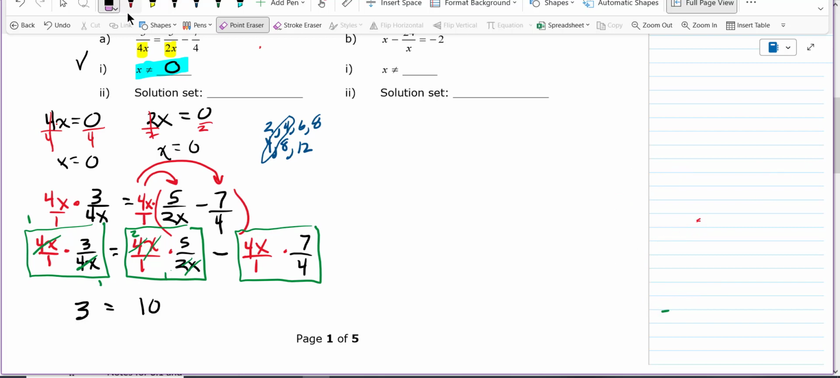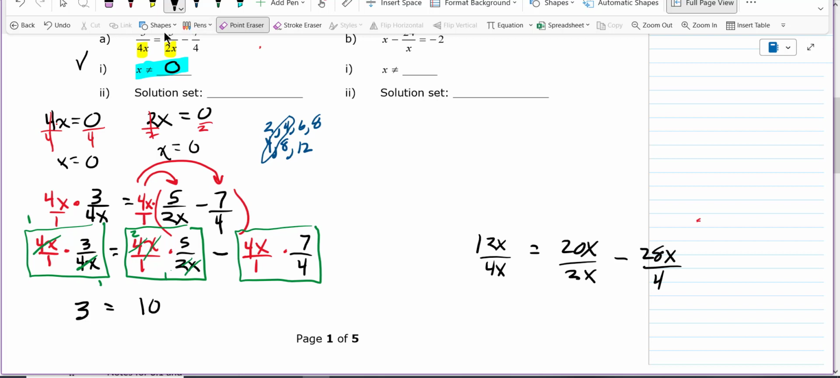You can also take this approach if you want to. You can just multiply straight across. So if you did that, this part here would be 12x over 4x. This part here would be 20x over 2x like that. And then this part here would be 28x over 4. And you can do the problem that way if you want to. You'll get the same result.